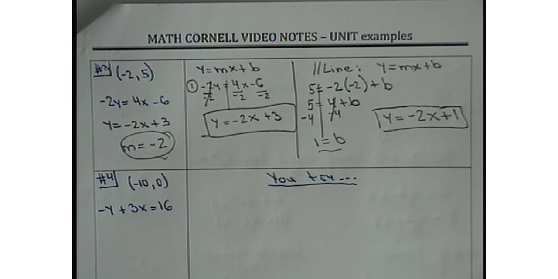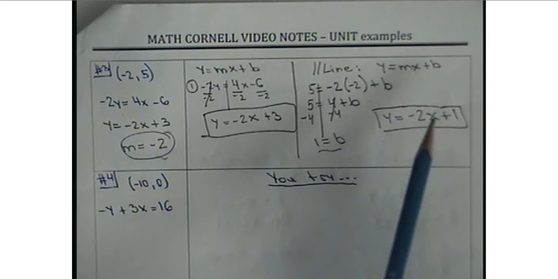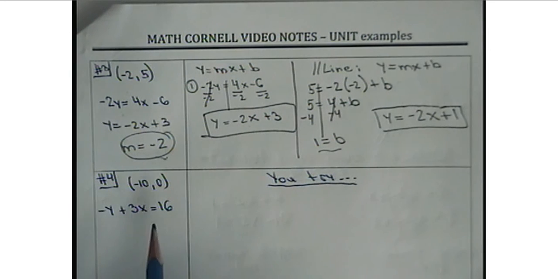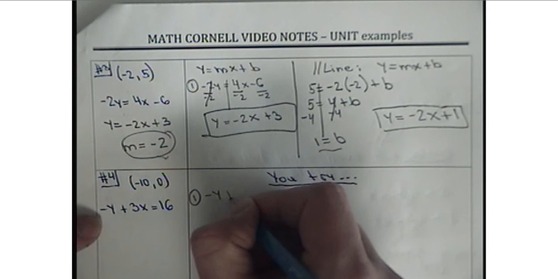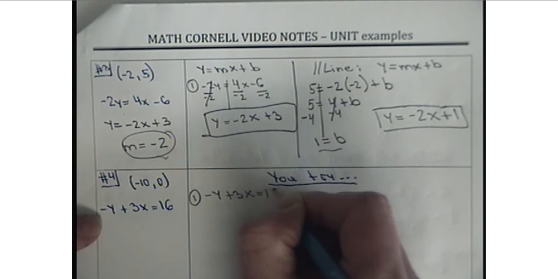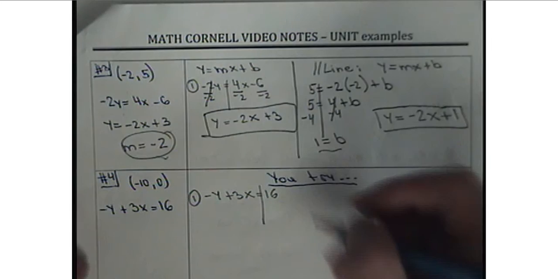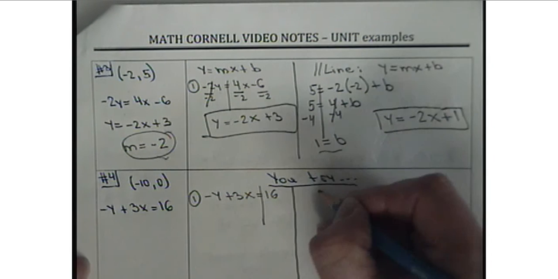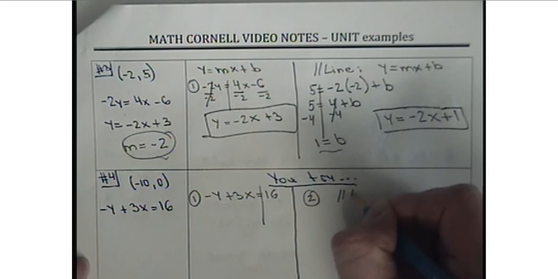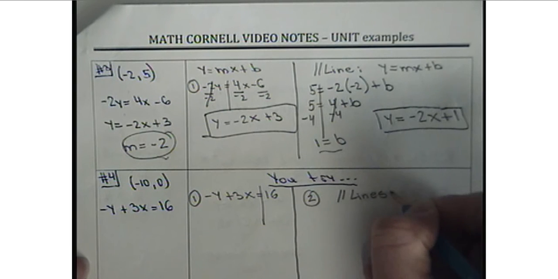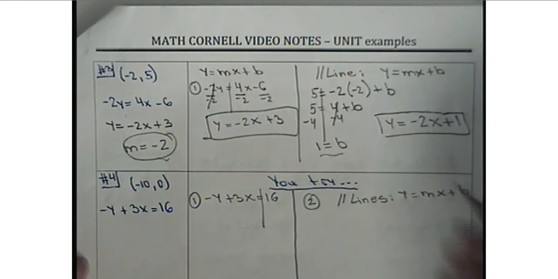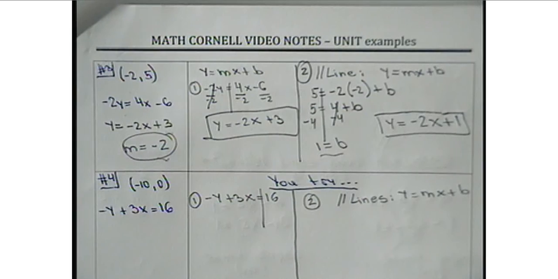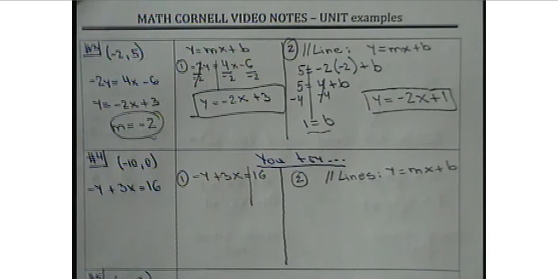Nice. So following the same steps, I want you to try on your own with this one. You've got to solve as step 1 this equation, negative y plus 3x equals 16, first for y, and then you will apply the second step, parallel lines, y equals mx plus b. Okay, go ahead and finish that on your own.